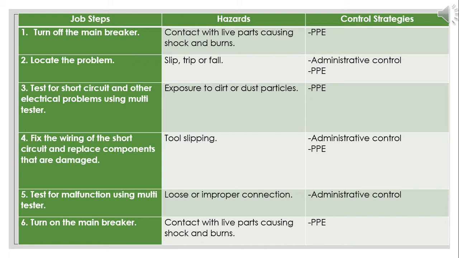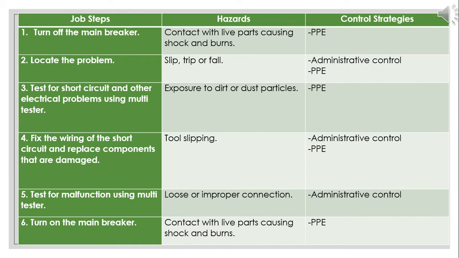Job step number 4: Fix the wiring of the short circuit and replace components that are damaged. Hazard: Tool slipping. Control strategies: Administrative control, Root PPE.